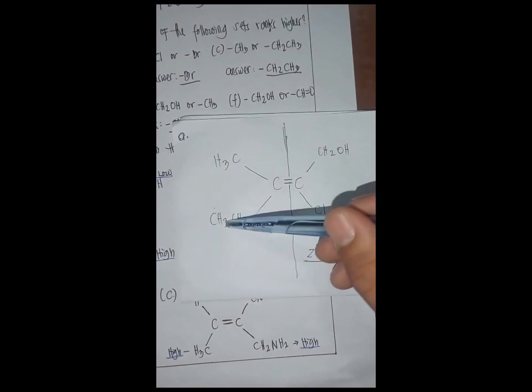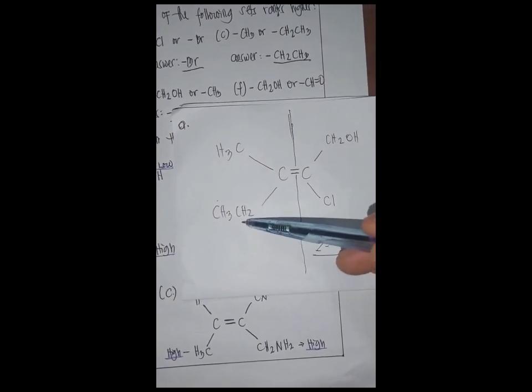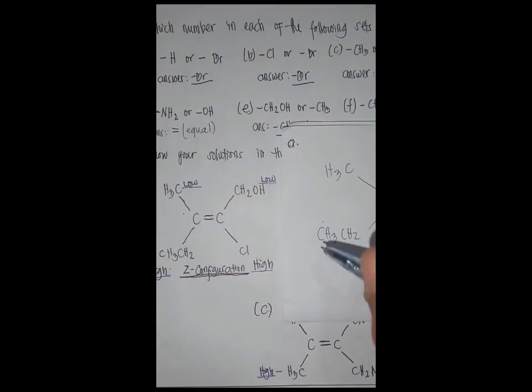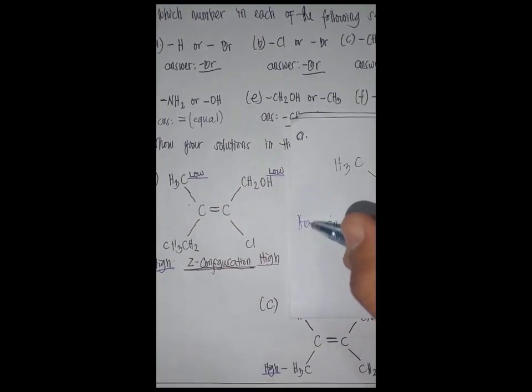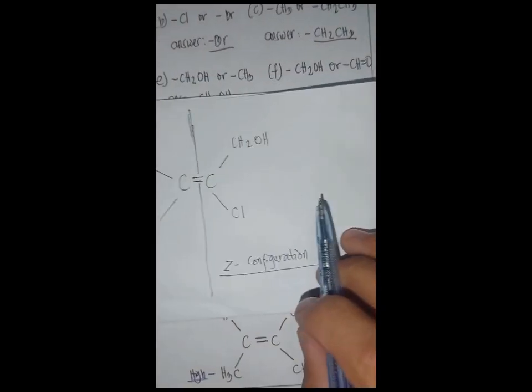So here, carbon compared to carbon, they have the same atomic number. So we need to move to the next element. So carbon compared to H3. So carbon has the higher atomic number compared to H3. So this will be set high. So here is low.